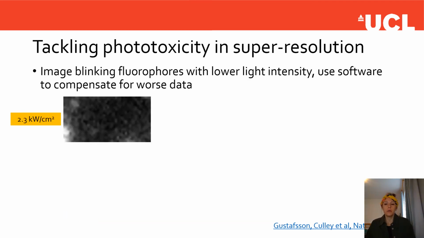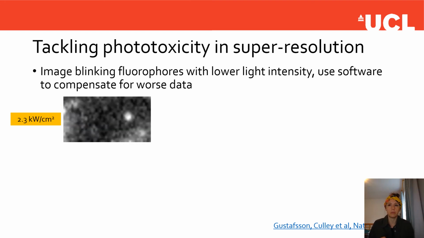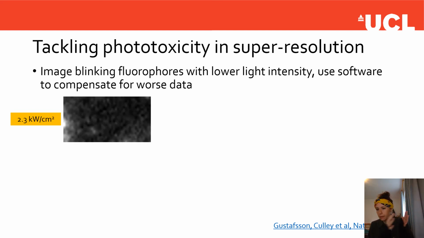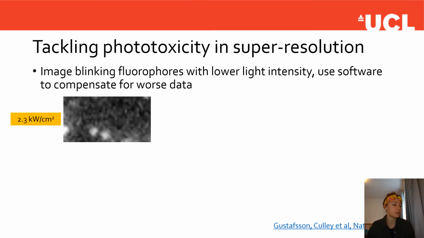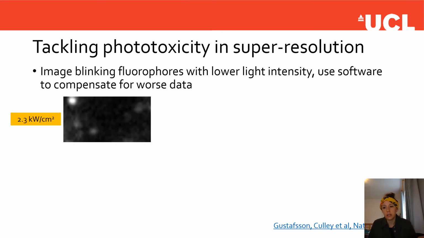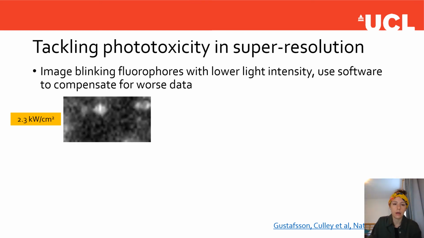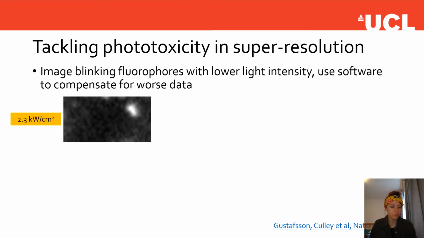Okay, so finally, another way of tackling phototoxicity in super resolution microscopy. I've shown you all these fancy things, this adaptive illumination, this light sheet illumination for reducing the dose of light into your sample. But what if we just turn down the laser intensity? What's the worst that can happen? So this is an example of what would happen for Alexa Fluor 647. This is some real data, we've got some blinking data, where the incident illumination intensity was about 2 kilowatts per square centimetre.